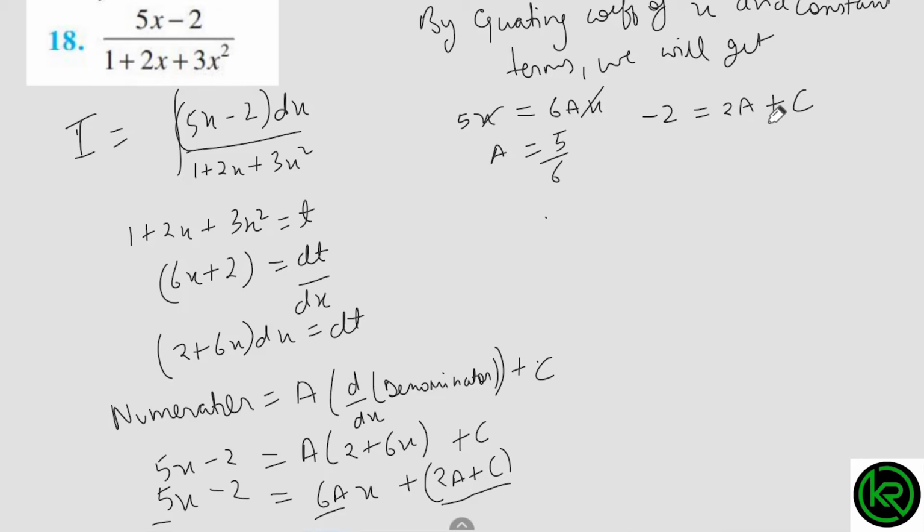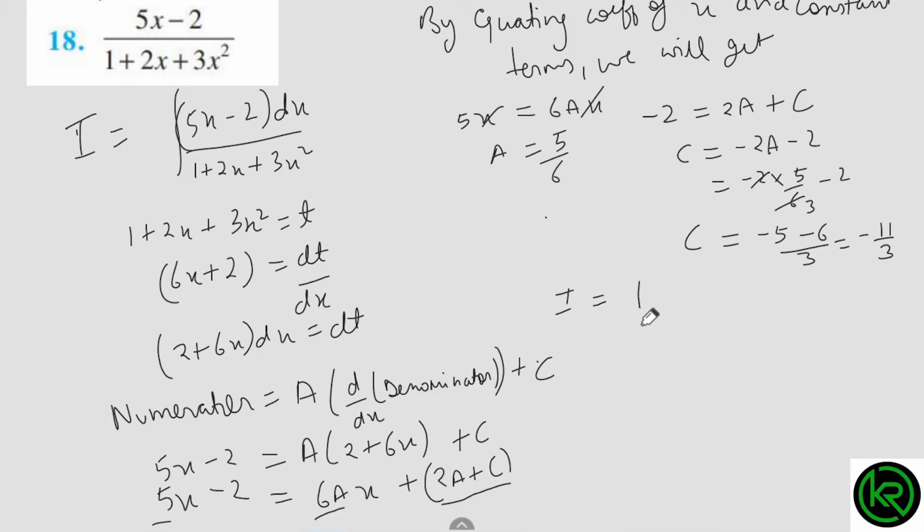So c will be equal to minus 2a minus 2, and multiplying by the a value, it is 5 by 6 minus 2, and 2 will cancel with 6 to give 3, and we will get minus 5 minus 6 upon 3, that is minus 11 by 3. So we got the c value. Now this whole integral will become like this, students.